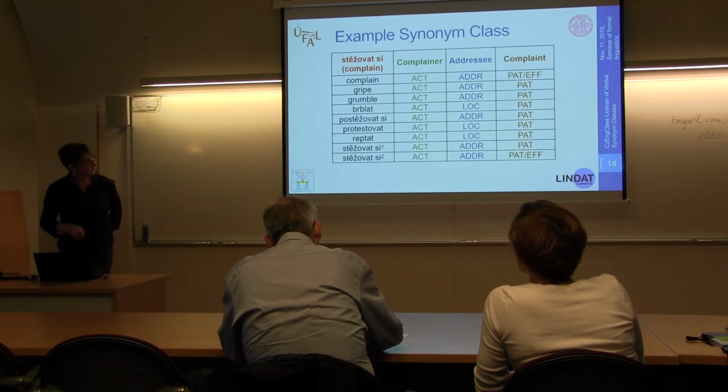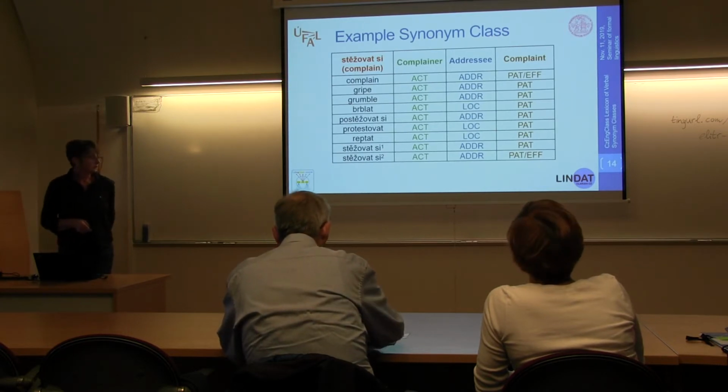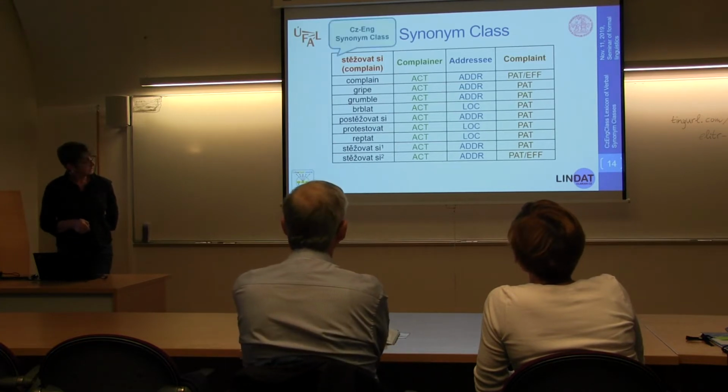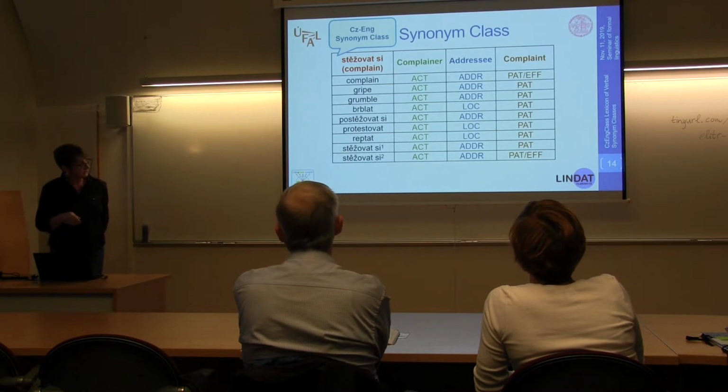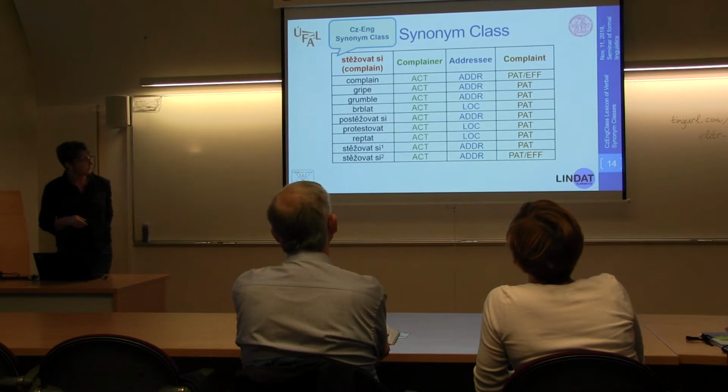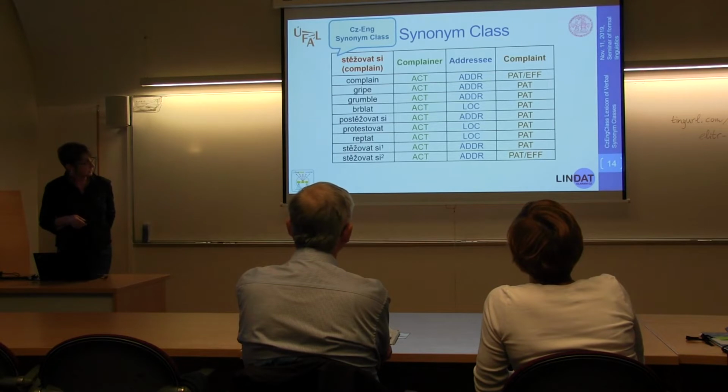I would like to show you one example of our synonym class. On the left-hand side, you see the name of the class. It's represented as one verb sense. In reality, this is just to make it simple, it isn't the ID of the valency frame here, but it's identified by the ID of the valency frame. And it's represented with the Czech verb and with the English verb. So this class is named stěžovat si, complain.